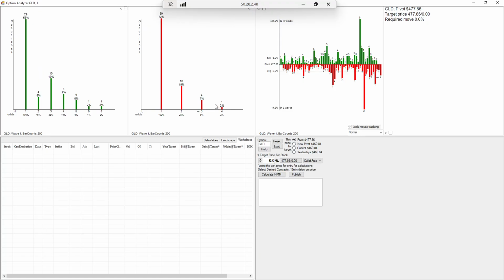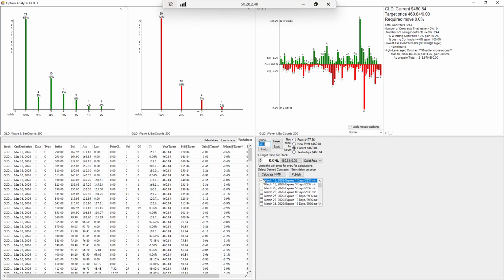So if we go back here, it's going to take a quick second, but to load up the market maker graph, you want to hit current, load, and you want to hit the contract that expires next. Or if you want a weekly output, you click the contracts that are in the week. Then we hit calculate MMM and we just give it a couple minutes to load.